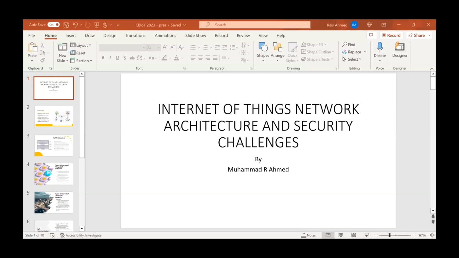So today we're going to talk about the Internet of Things network architecture and security challenges. Internet of Things devices are very commonly used at the moment, interconnecting the whole world, and IPv6 is coming for that. Architecture is very important, and security is really a challenge at the moment, with millions of devices connecting together and needing security in the cloud.